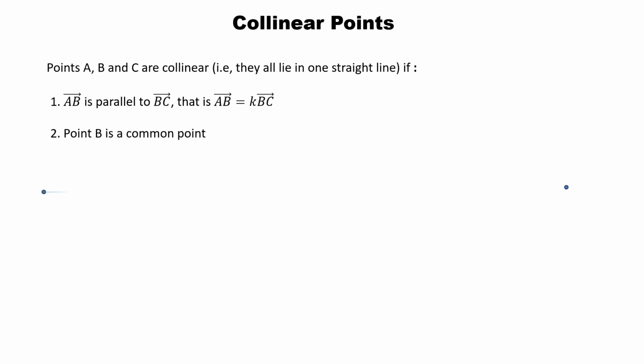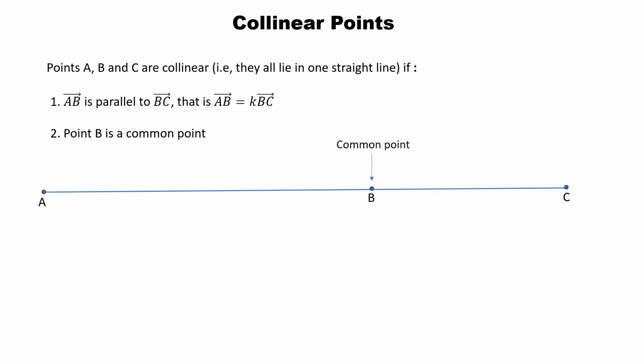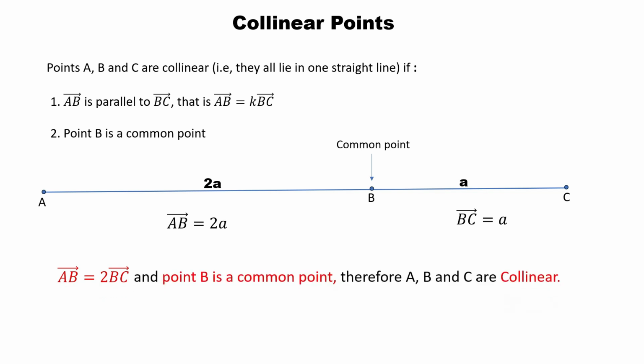Suppose we have a line connecting point A and point C, then point B should be a common point between A and C. So, it should lie on the line, on any point which is between point A and point C. So, suppose AB equals 2a and BC equals a. Then we can see that AB equals 2BC, and also since B is a common point, we can therefore conclude that these 3 points, A, B, and C, are collinear.